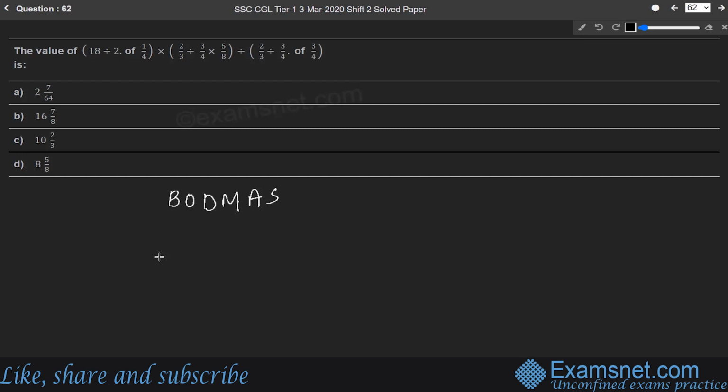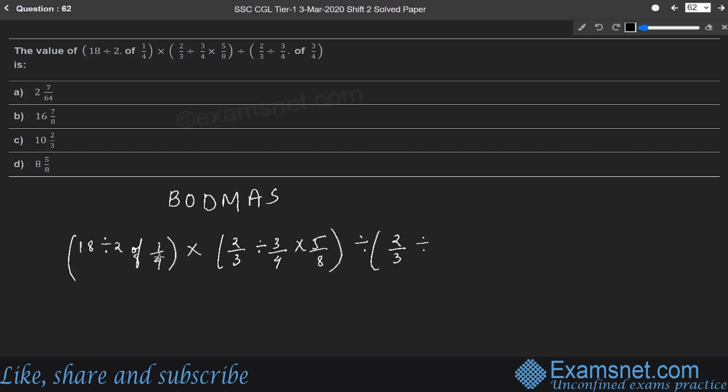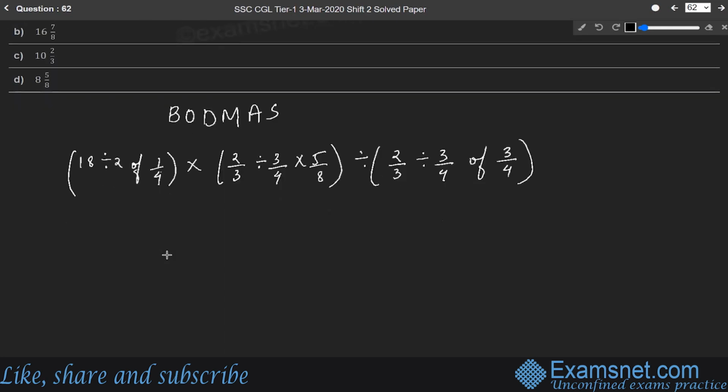So, firstly, let us write the given term here. 18 divided by 2 of 1 by 4 multiplied by 2 by 3 divided by 3 by 4 multiplied by 5 by 8 divided by 2 by 3 divided by 3 by 4 of 3 by 4. All right. So firstly, of means multiply. Okay. So here we will have 18 divided by 2 multiply 1 by 4. Again multiplied by 2 by 3 divided by 3 by 4.